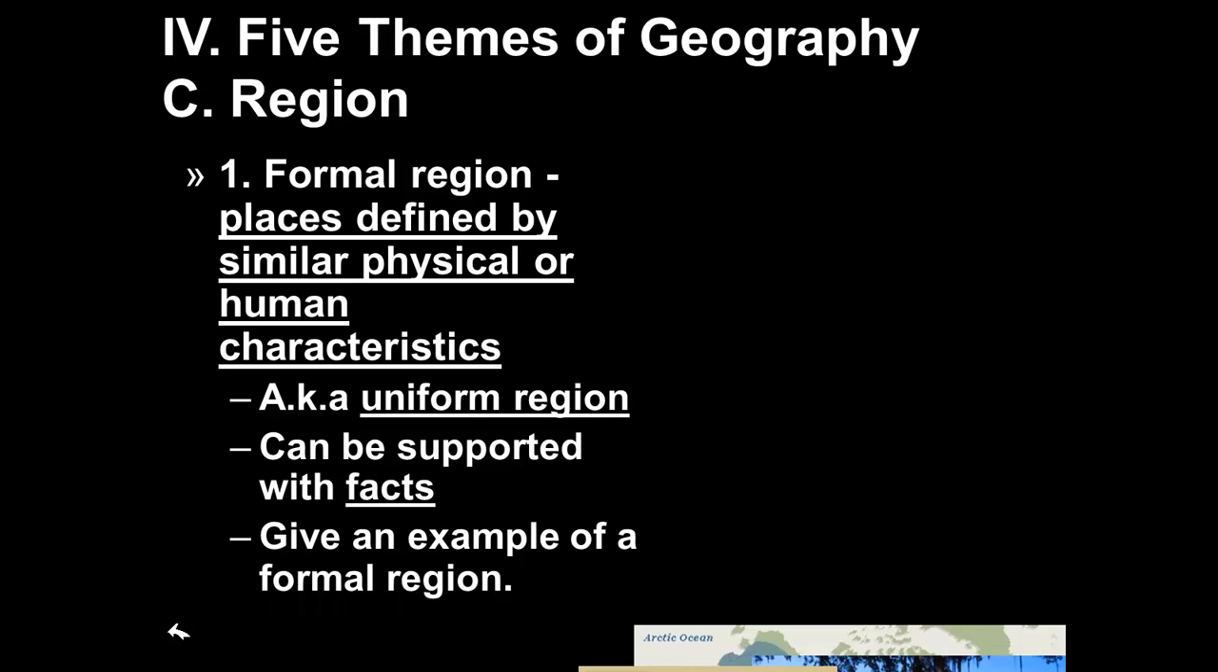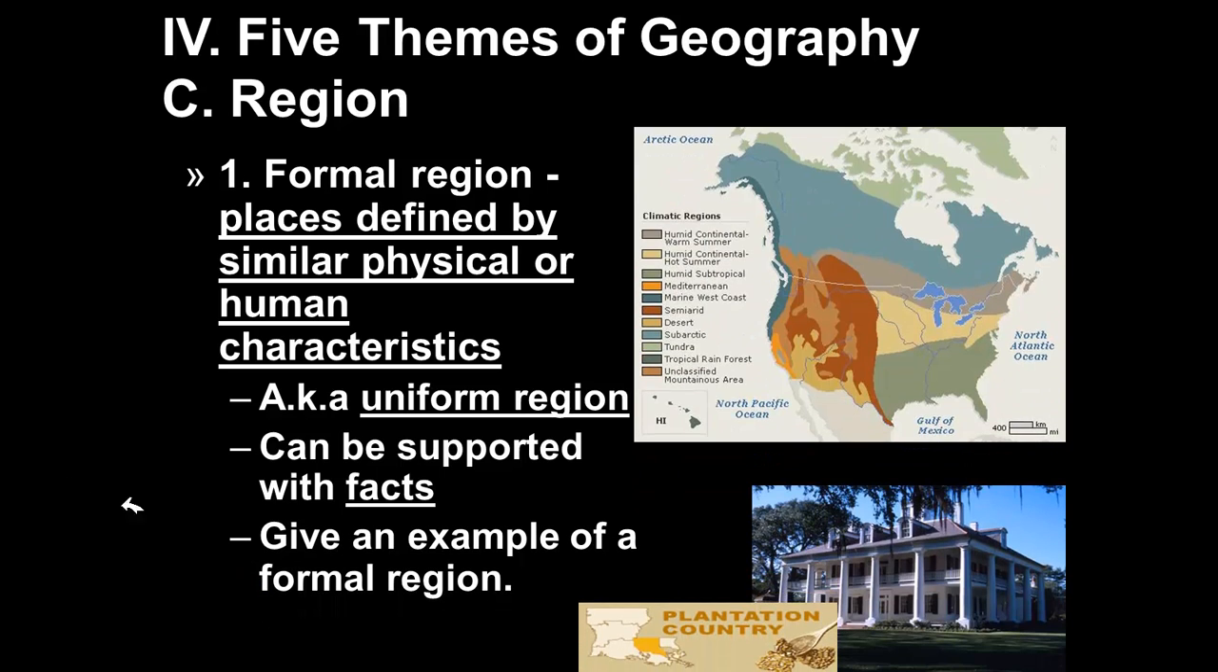An example of a formal region is, let's take a look at the map, take a look at the graphs. These are actually some examples of formal regions. This first map shows different climatic regions, okay? And we can tell that each of these colors represents a different region. So let's see where we are in Louisiana. I wish there was a color that just said hot. That would be pretty much us. Humid subtropical. That is Louisiana in the southeastern part of the United States.